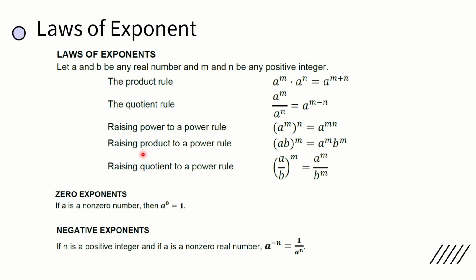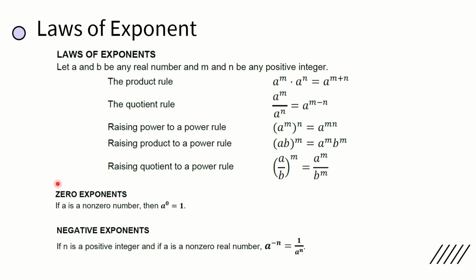Also, we discussed the product to a power rule. So in this case, the quantity of a, b raised to the power of m, we apply distributive property. So we distribute the exponent to each base. So that's a raised to m multiplied to b raised to m. And lastly, the raising a quotient to a power rule. If we have a over b raised to m, we also distribute the exponent to each base. So that's a raised to m all over b raised to m.